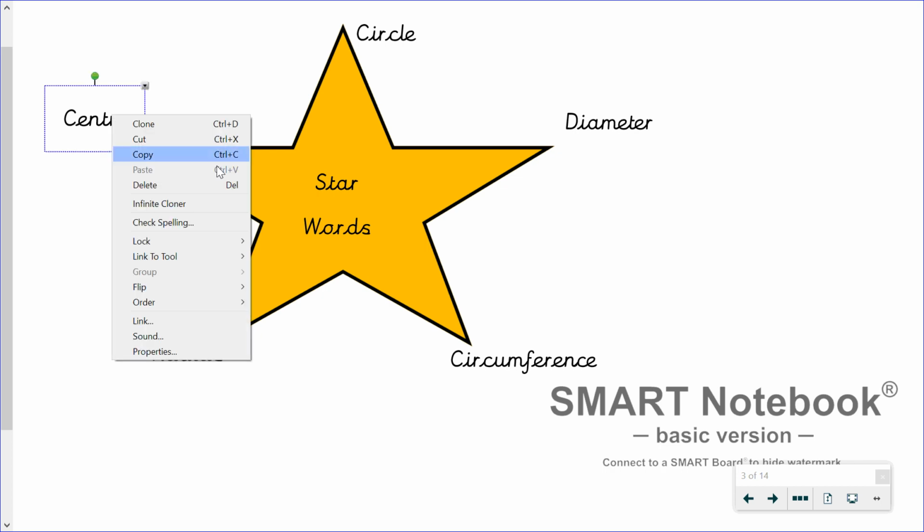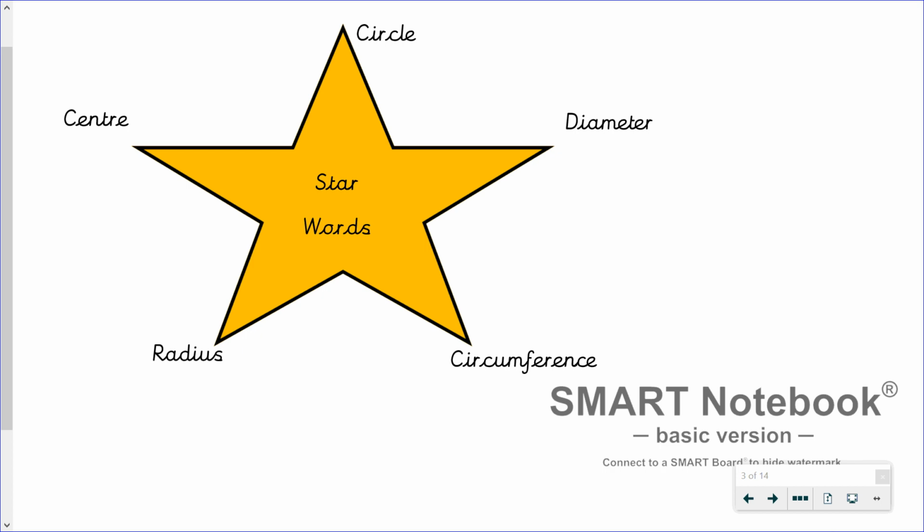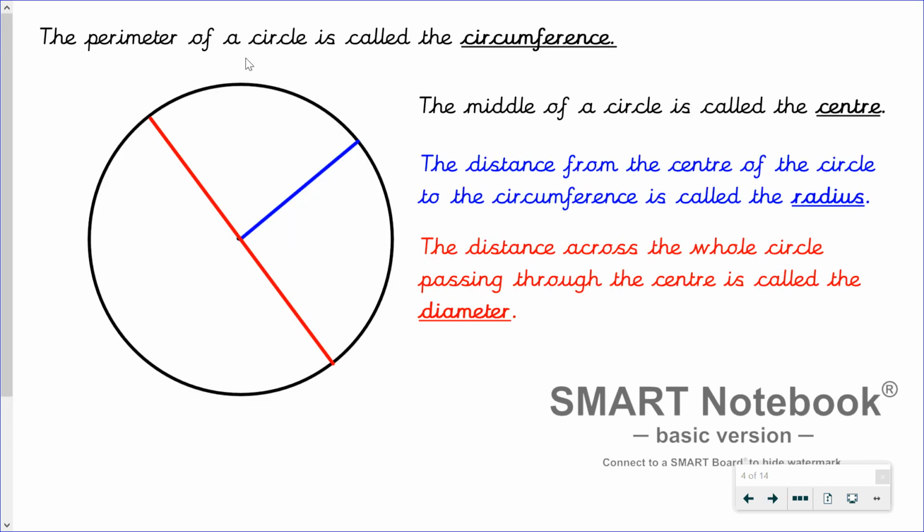Hopefully some of those are ringing a bell. If they're not, that's okay. We're going to go through them all. So the perimeter of a circle, the way all around the outside, is called the circumference. That's the circumference of a circle, all the way around the outside. The middle of a circle is called the center, funnily enough. The distance from the center of the circle to the circumference, so this blue line here, or the small line, if you can't quite see the blue, is called the radius.